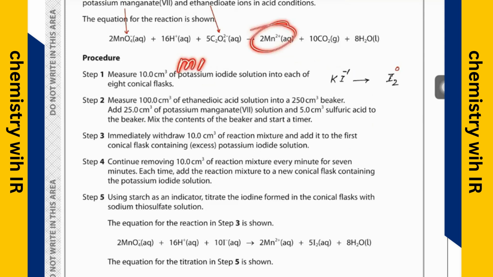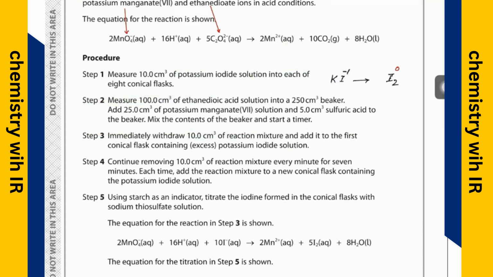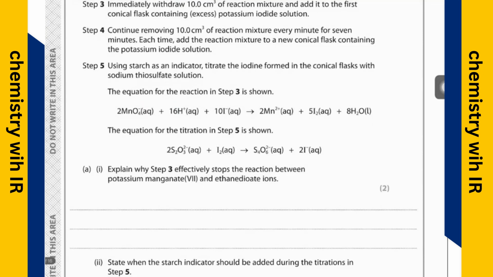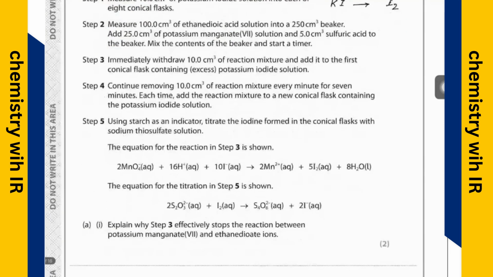So in this I would be having Mn2+ and KI, because in step 2 the product would be formed. They are saying immediately withdraw. Immediately means the reaction is about to start, but I have drawn 10 cm cube of reaction mixture and added it to the first conical flask containing excess potassium iodide. So what they are asking is: explain why step 3 effectively stops the reaction between potassium manganate and ethanedioate ions. Why?